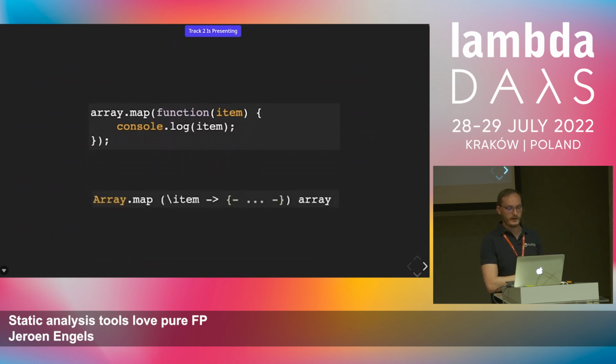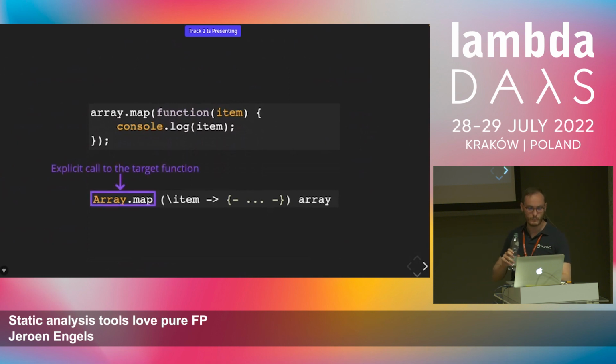So the way that you would write this function in Elm would be like this. You have Array.map, a function to explain how to map the item, and then the array to map onto. One thing that we can see is that there's an explicit call to the target function. So we know that this is Array.map. There's no ambiguity here, or it's very easy to figure out whether this is the one that we want to target. So we wouldn't have the same false positives that ESLint would have.